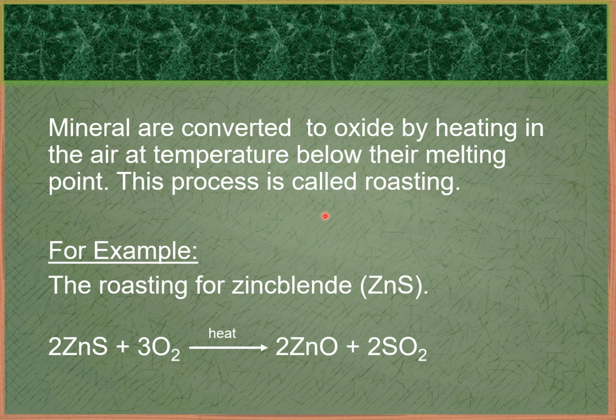Roasting. Minerals are converted to oxide by heating in the air at temperature below their melting point. This process is called roasting. For example, roasting of zinc blende. The formula of zinc blende is ZnS. When zinc blende reacts with oxygen in the presence of heat, it is converted into zinc oxide and sulfur dioxide.